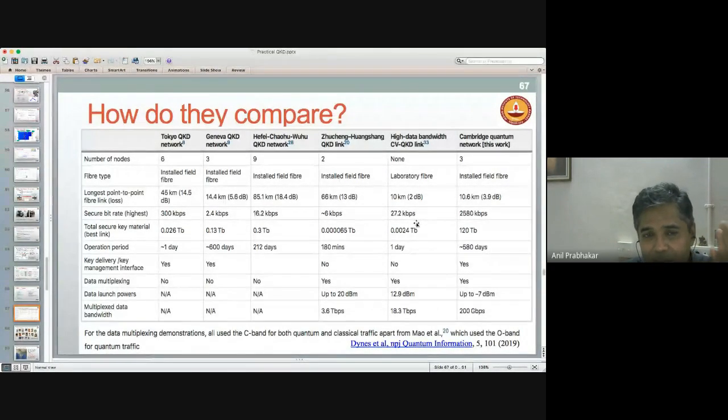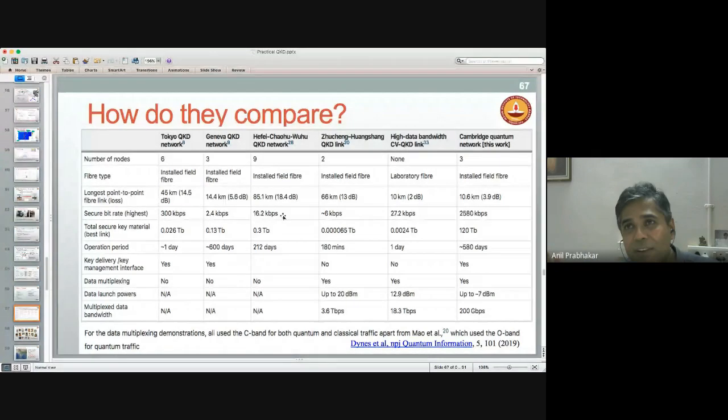So the focus is not on distance. The focus could be on other things. In all these cases, the links are less than 100 kilometers. There's 85 kilometers out here, which is probably the longest. You'll notice the key rate drops as you go to higher and higher distances. So when people publish papers that say 500 kilometers, you should immediately be asking, what is your key rate at 500 kilometers? Because nobody can beat the 0.2 decibels per kilometer on regular commercial single mode fiber.